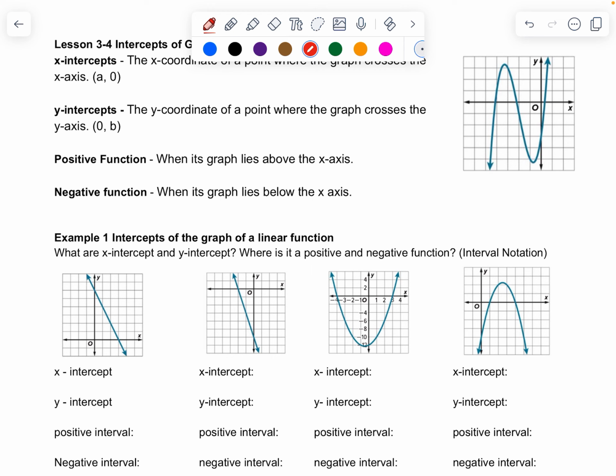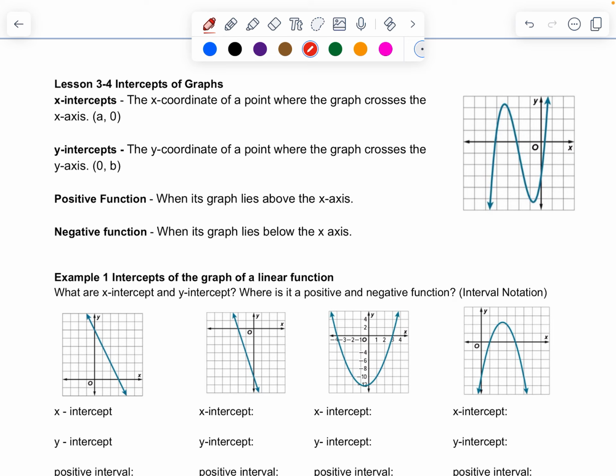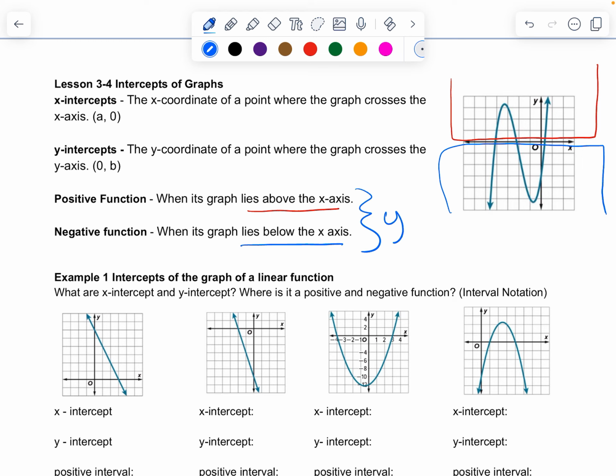So if I'm talking about my positive function, it's the part that lies above. The positive part of this function is what lies above that. And then last but certainly not least, I'm going to do blue for this. This lies below. So all the stuff that is below. And when we talk about this, you're talking about the y values. What are the y values doing?